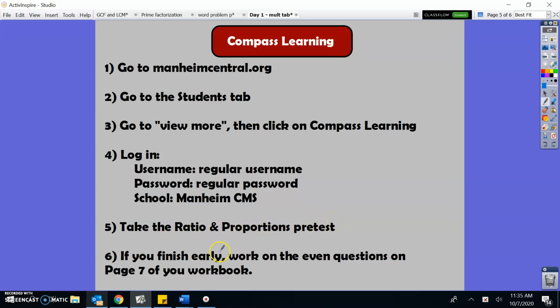If you finish early, work on the even questions on page 7 of your workbook. So that would be questions 2, 4, 6, 8, 10, 12, and 14. So you have 7 total questions to do on page 7 of your workbook. And you are able to complete page 7 with a partner of your choice.